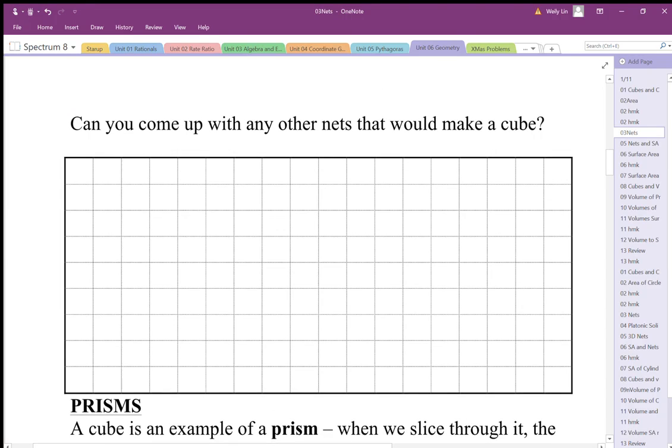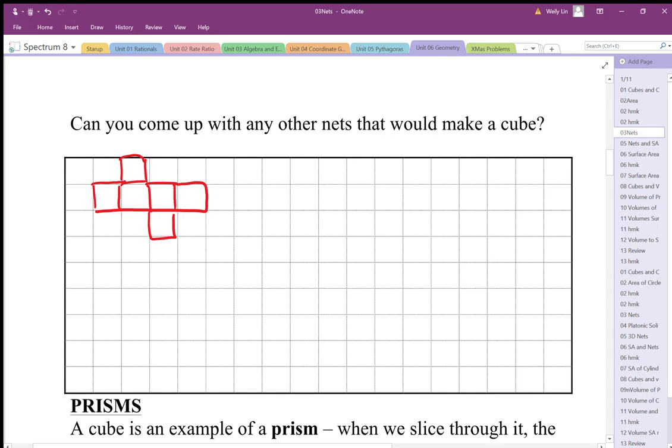What are some nets that we can make of a cube? I want you to draw them out. There's actually 11 of them, and one of them is the one that we just did. We can draw a net like this where we have the 4 pieces, and that is a net.